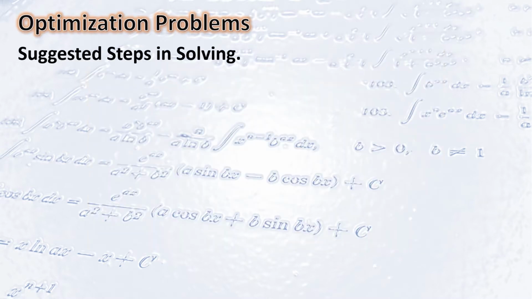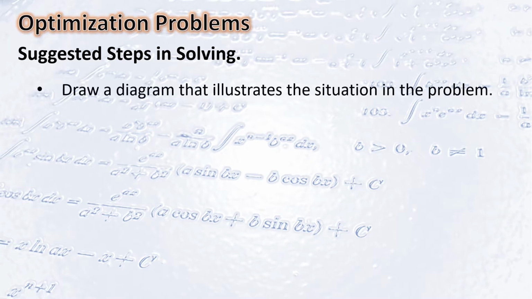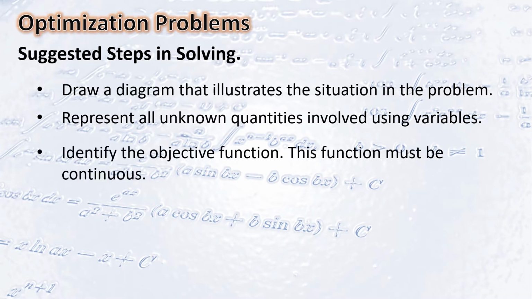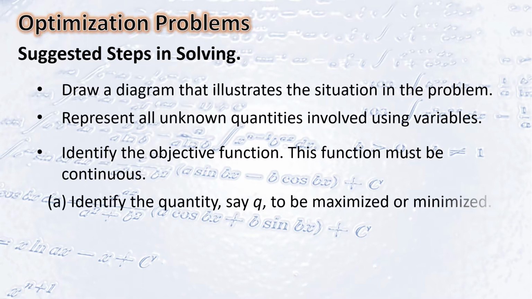Here are some suggested steps in solving optimization problems. Draw a diagram that illustrates the situation in the problem. Next, represent all unknown quantities involved using variables. Identify the objective function. This function must be continuous. Identify the quantity, say Q, to be maximized or minimized.